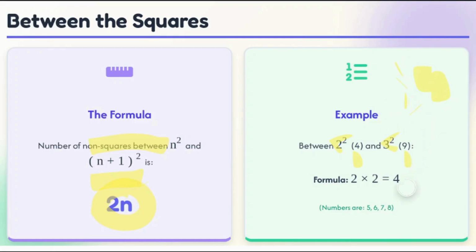Let's check how we can find that. Here n square, the smallest number 1, which we have taken its square, we'll take that. So here it's 2. So 2 times 2, 2n. So 2 times 2 is 4. So the numbers which are non-square and coming between 2 square and 3 square are 5, 6, 7, 8.